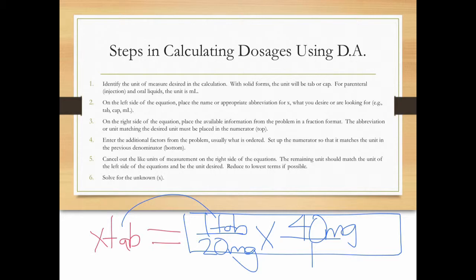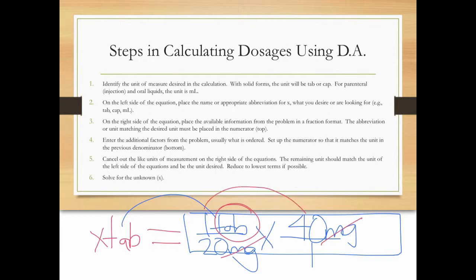At this point, we would cancel the like terms, milligrams and milligrams, and we would only be left with tablet. If we were left with any other measure of unit, then our calculation or equation is set up incorrectly, or we're missing information. So now that we're left with tablet, we can do simple multiplication.